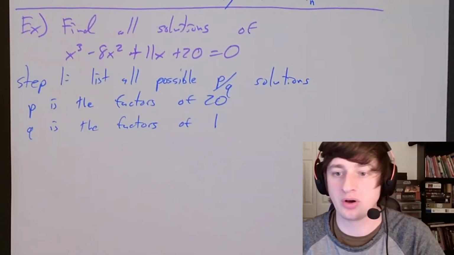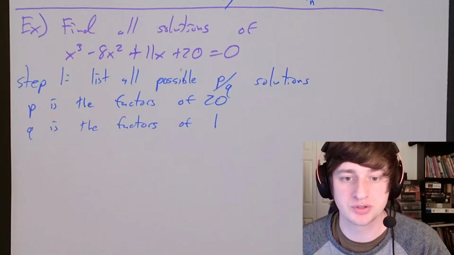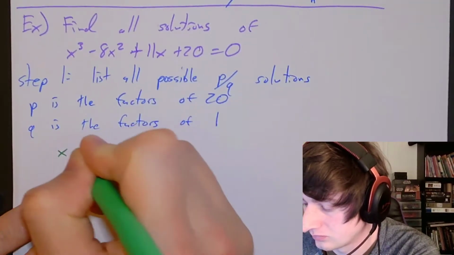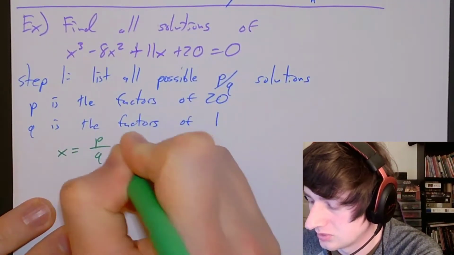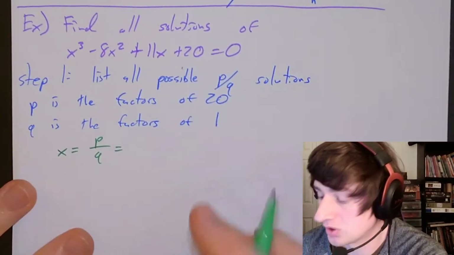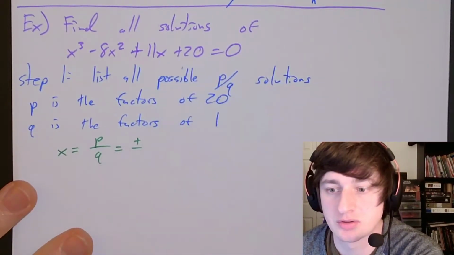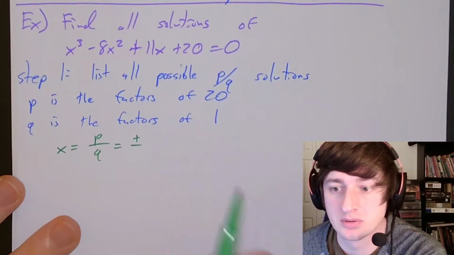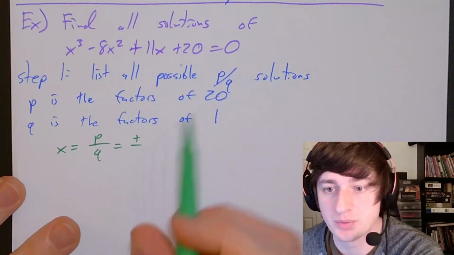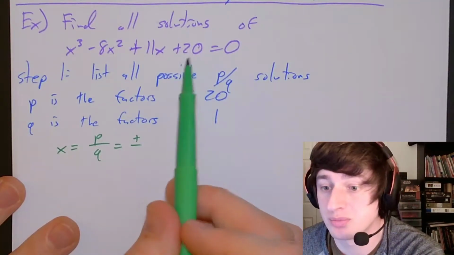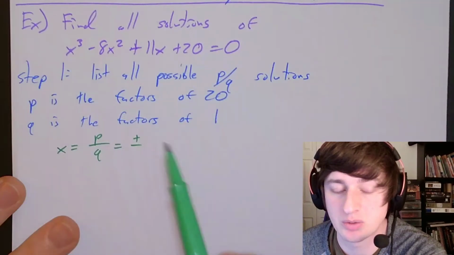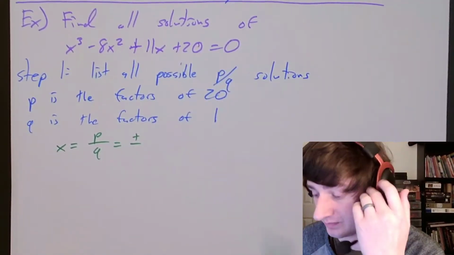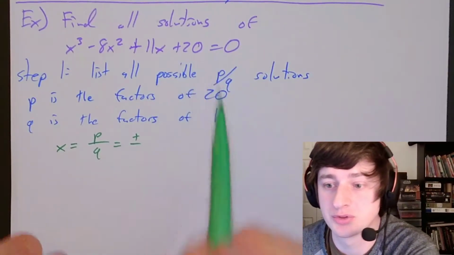Okay, and so to find all of the possible P over Q solutions, x is going to be P over Q, and we're just going to list them all out. So they're all going to be plus or minus because the factors could be positive or negative. We don't know. And then we're just going to go through dividing the numbers that multiply to make 20 by the numbers that multiply to make 1. This first one's a little bit easy because all the numbers that multiply to make 1 are just 1. But we still need to list out all the numbers that multiply to make 20.